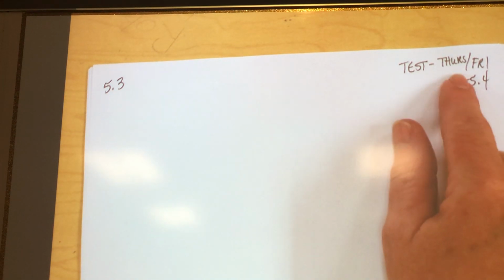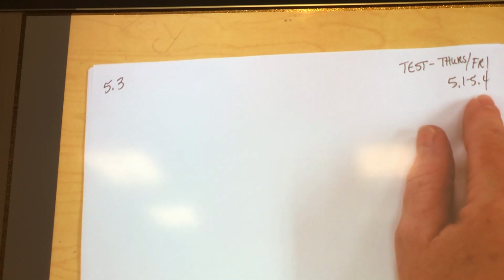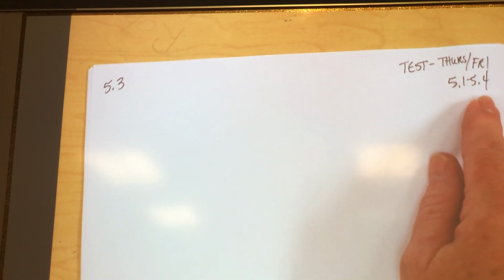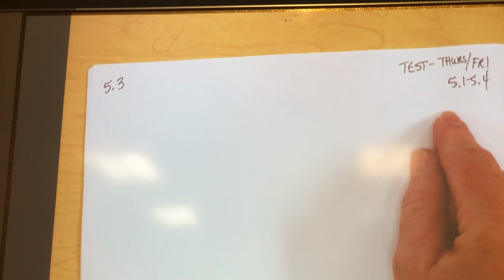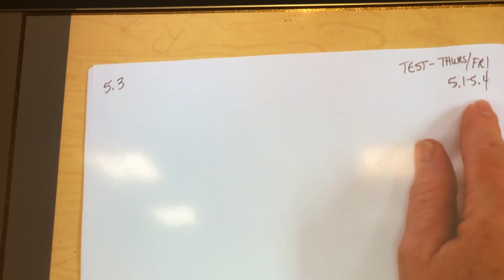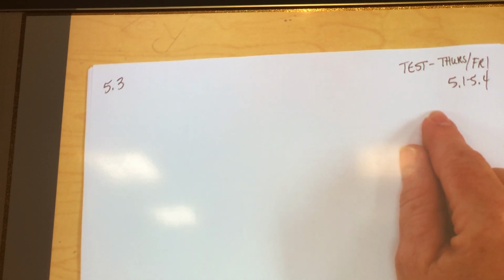Your test is gonna be Thursday, Friday over 5.1 through 5.4. If you are absent Friday, you have until Monday at 3:25 to make it up. If you are absent Thursday and Friday, you will have until Tuesday at 3:25 to make it up. If you don't take care of your business, you will get a 0 on that part of the test. Okay? I'm not playing with y'all.